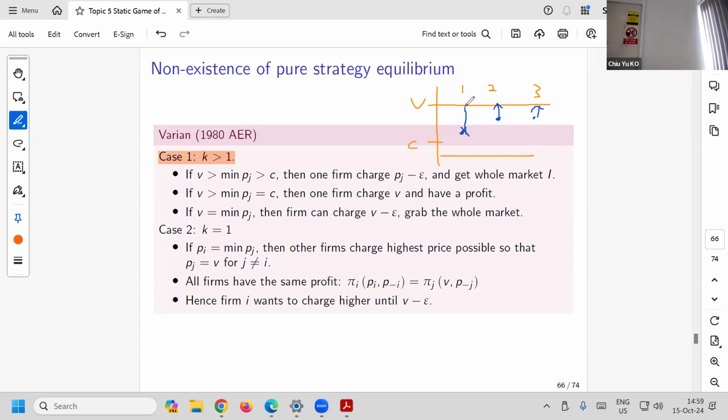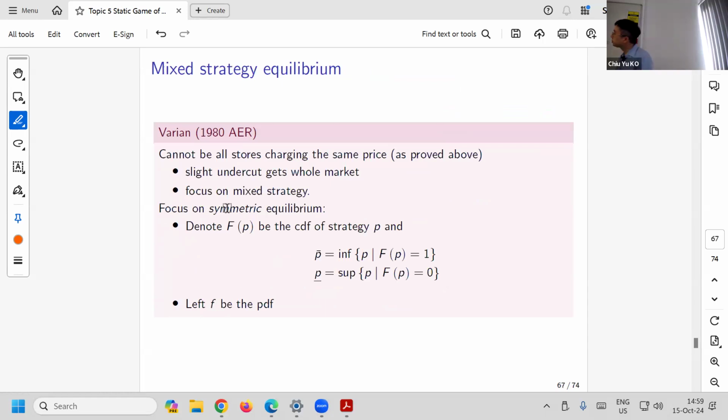Suppose V is 10. You can charge 9, 9.9, 9.99999, but what's the number? There's no such number. So that is the idea: you can't find any pure strategy Nash equilibrium.